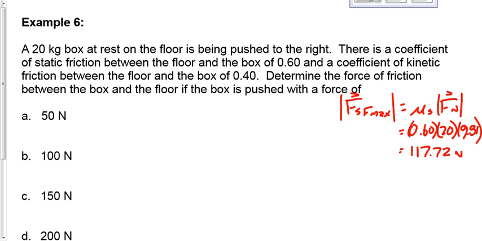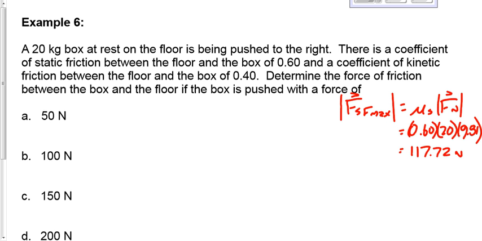Okay. I push with 50. Does it move? No, why not? I've got to push with at least 117.72 to get it moving, right? I have to overcome the maximum force of static friction. Remember, static friction is stubborn. It does what I do until I push harder than the maximum value. So if I only push with a measly little 50 newtons, it pushes back with a measly little 50 newtons.